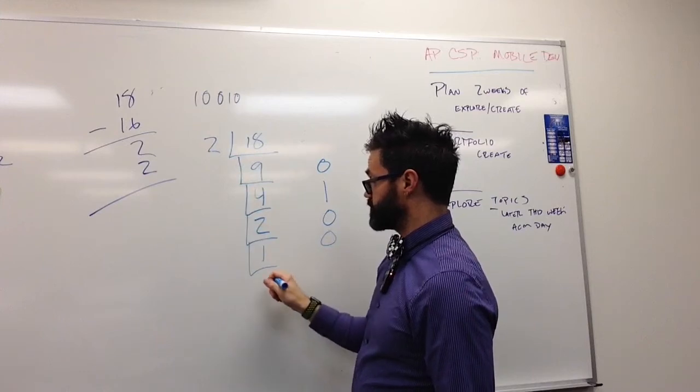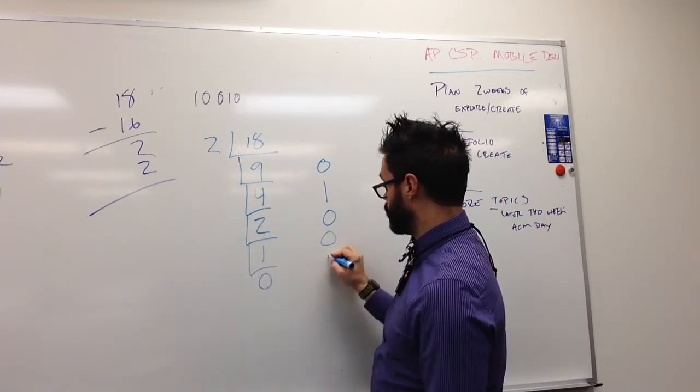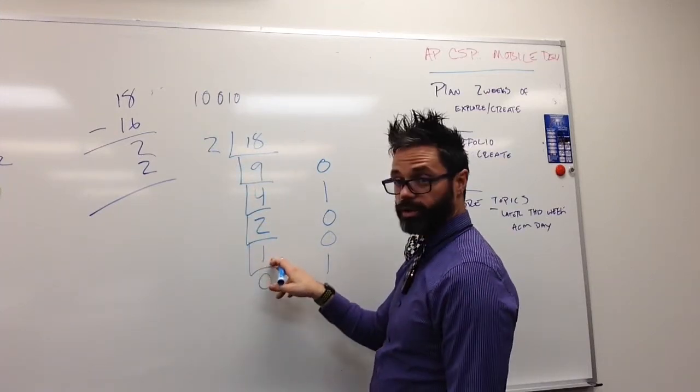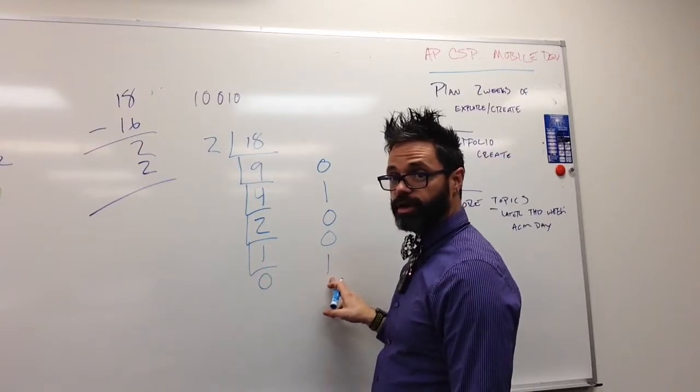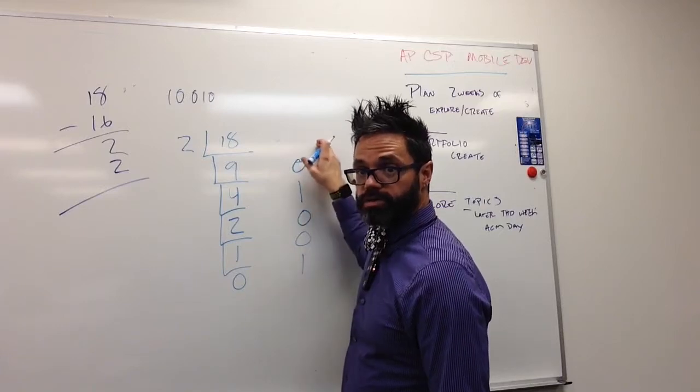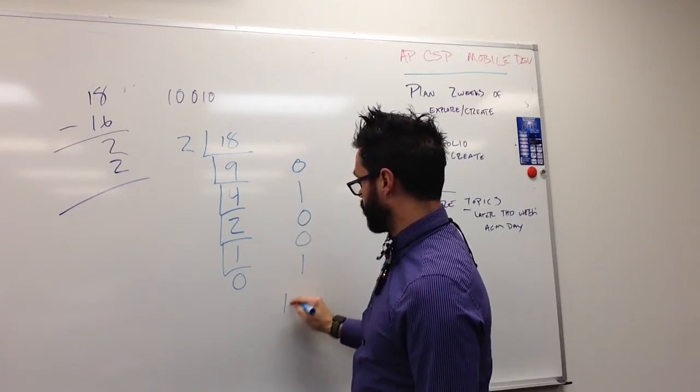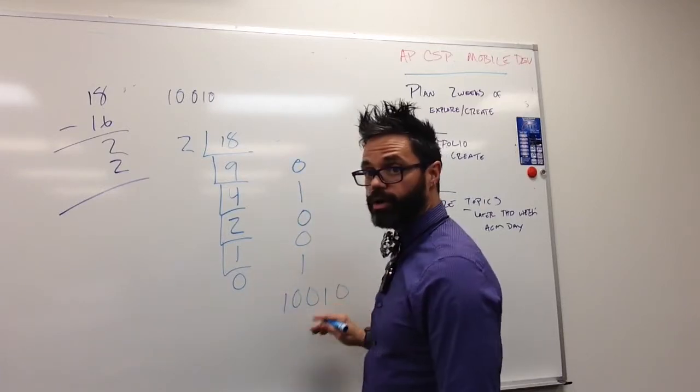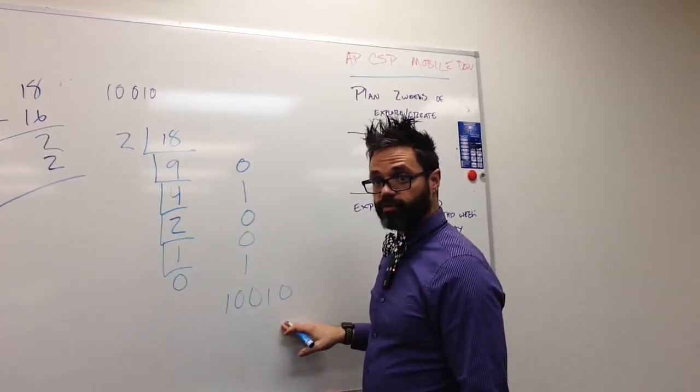Finally, 2 goes into 1 0 times. However, there's 1 remainder because 2 does not fit into 1. And so we have that remainder of 1 right here. Then, to continue that process of reverse division, we build our answer from the bottom going up to the top for our left-to-right answer. So we have 1 0 0 1 0, our number in binary order, ready for us to go.